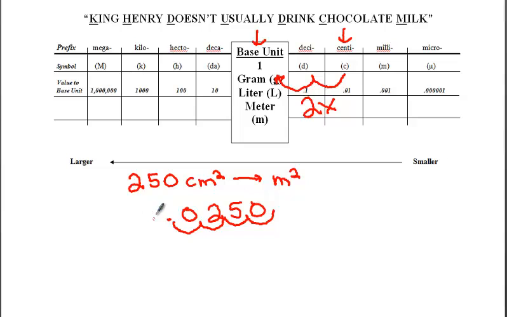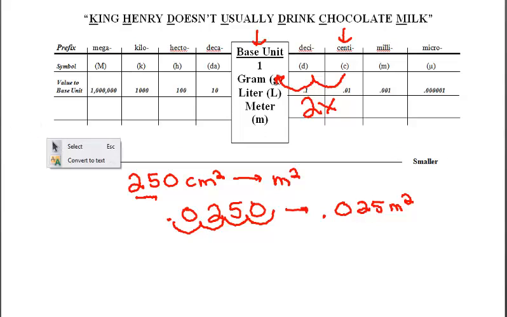Now, as far as my answer goes, we need to make sure we preserve the number of significant figures. We have 2 significant figures in 250, so my answer then would become 0.025 meters squared. So now I've done my conversion in squared units, and I've still preserved the amount of significant figures. How about cubic units? Not much different than that.